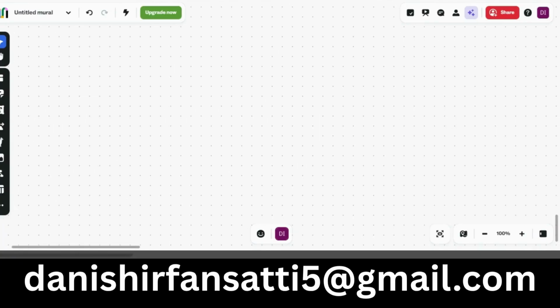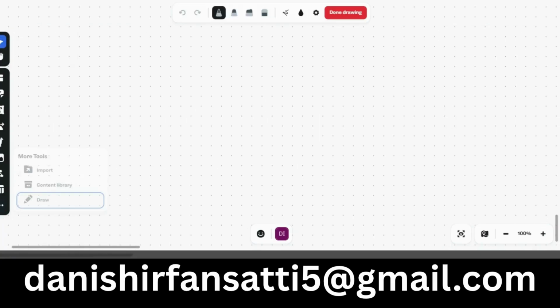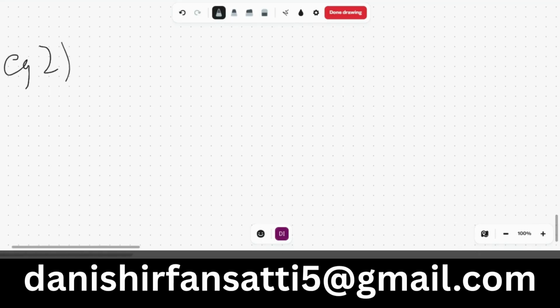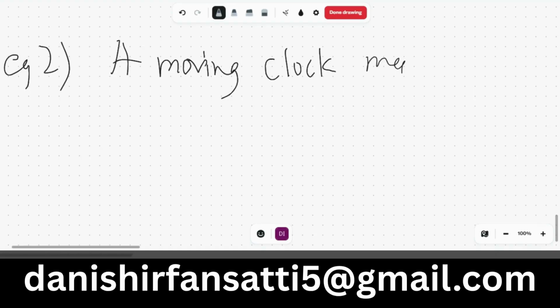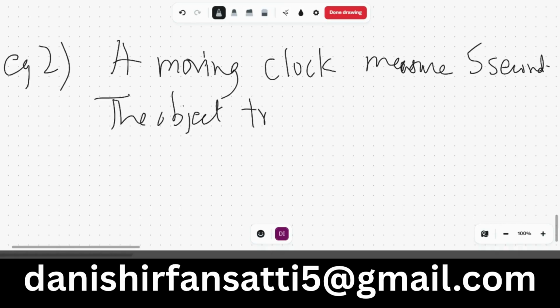We will do one more example, that is example 2. A moving clock measures 5 seconds. The object travels at 0.6 c. So find the time for the stationary observer.